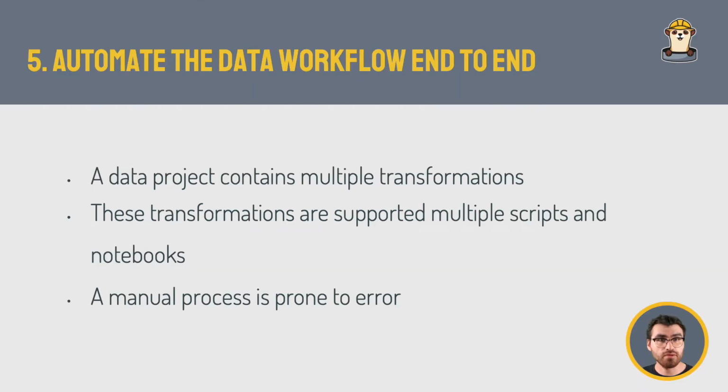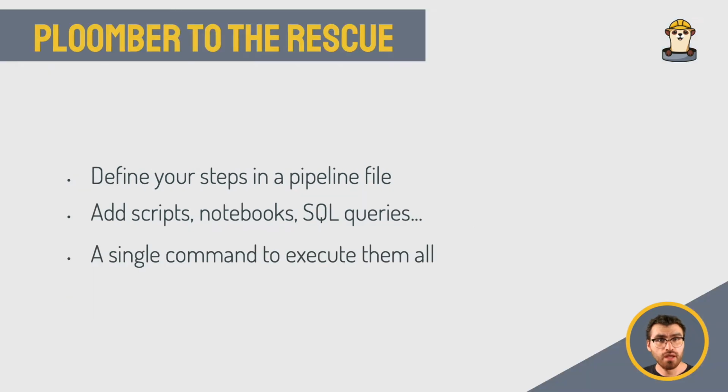Number 5. Automate the data workflow end-to-end. A data project usually requires multiple data transformations that are performed sometimes by different scripts or code. Automating the entire process is essential to ensure we have a process that is reproducible. Not having a fully automated analysis will cause trouble down the road. Here is where Ploomber comes in. It makes it easy to automate data workflows, adding as many scripts or notebooks as you want, defining these workflows in advance. Then you can execute everything using a single command.